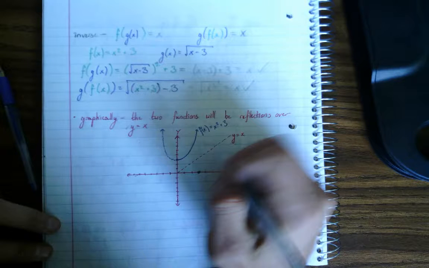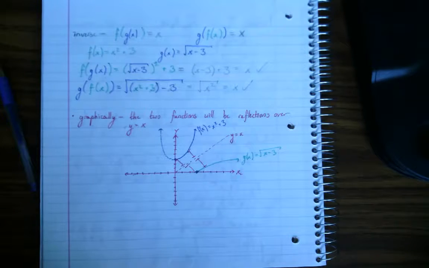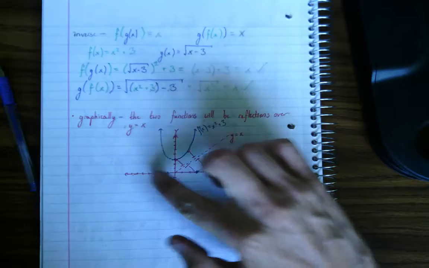So this is our g of x, which is equal to the square root of x minus 3, the inverse. So notice how this is actually a reflection over y equals x. This distance right here is the same as this distance right here, which is the same distance as this right here, which is the same distance right here.